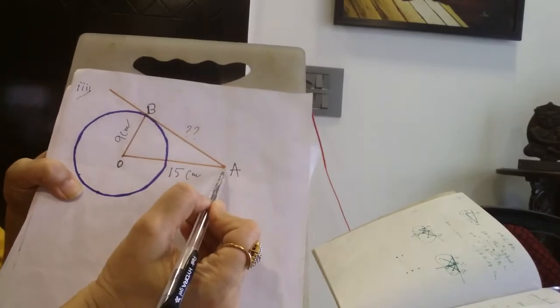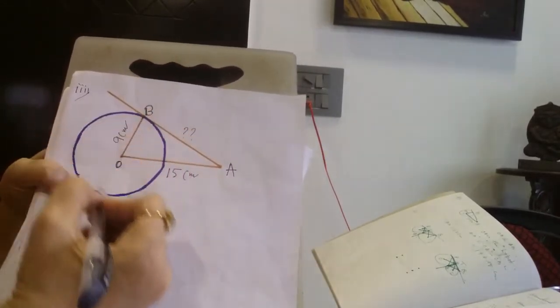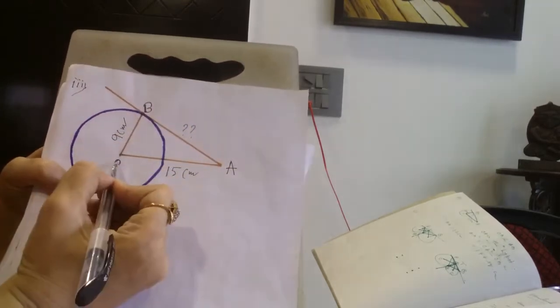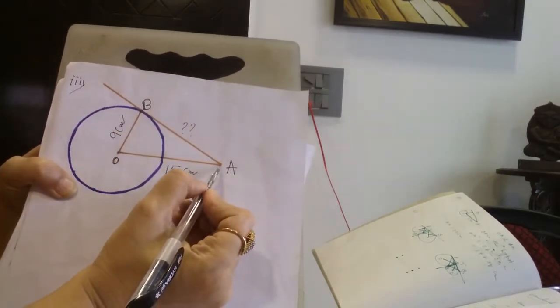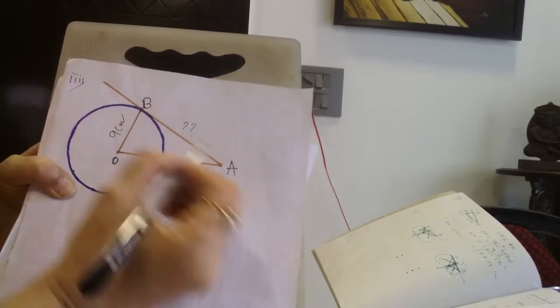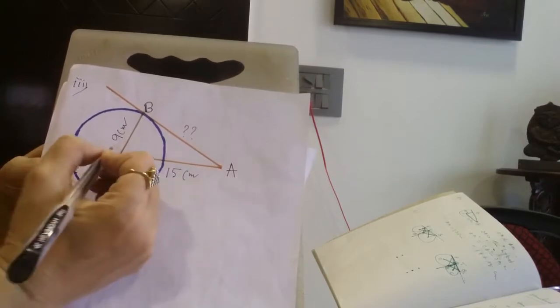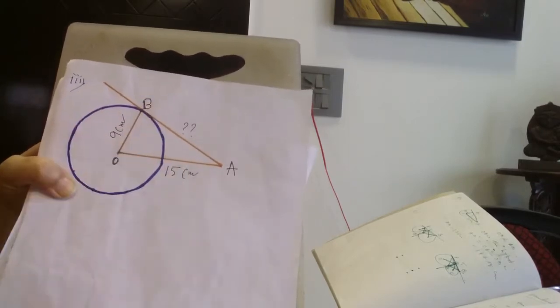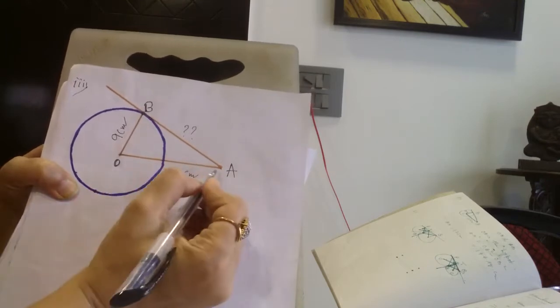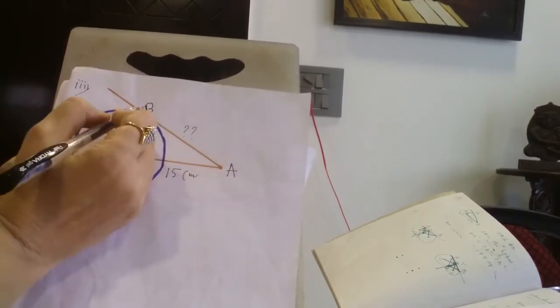From an external point A, a tangent is drawn to a circle with center O. This is the circle with center O, and from the external point A, I have drawn the tangent AB, which touches the circle at the point B. And OB is given, that means the radius is 9 cm, and AO is given as 15 cm, then the length of AB.